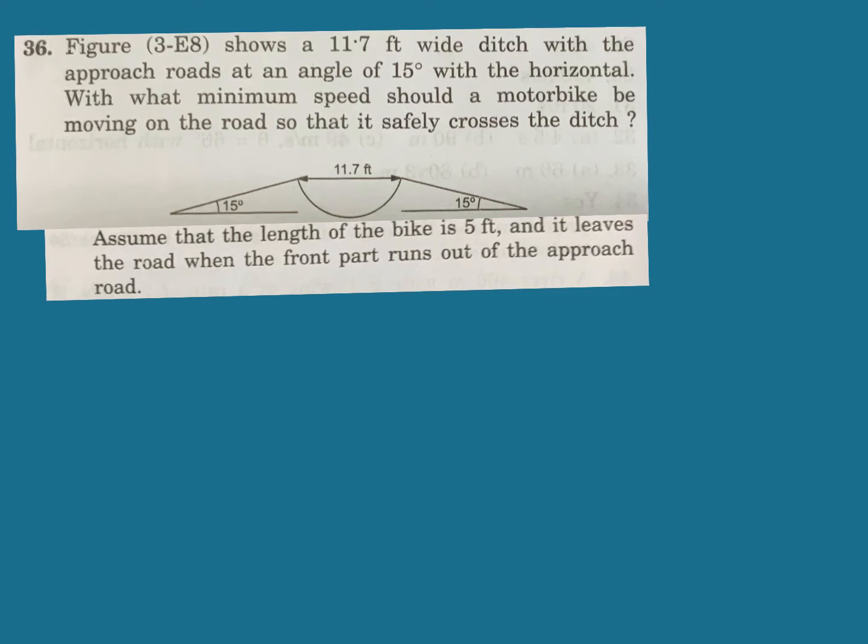So the figure shows a ditch with the approach roads at 15 degrees. What minimum speed should a motorbike be moving at so that it safely crosses the ditch?